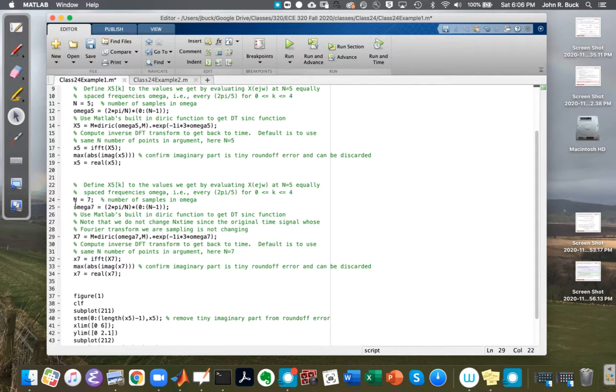Whereas in the second example, I have seven samples. I'm going to evaluate at seven frequencies. Evaluating the same equation, but I've got a different set of omegas now. IFFT is the inverse DFT. This is the numerical thing.